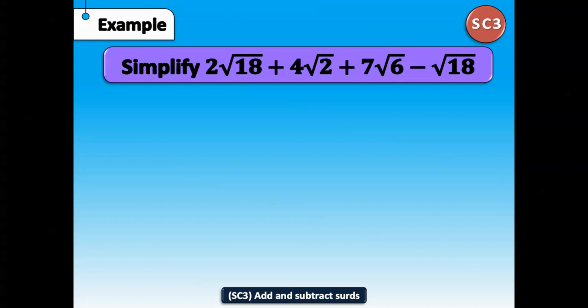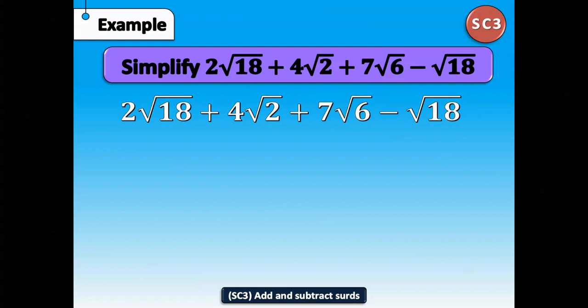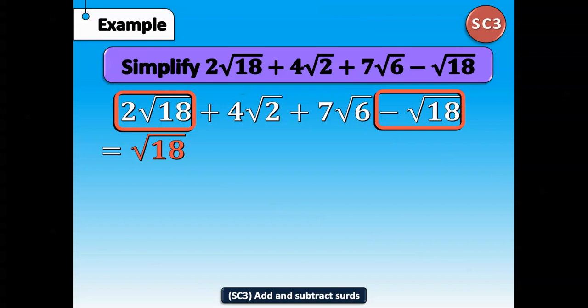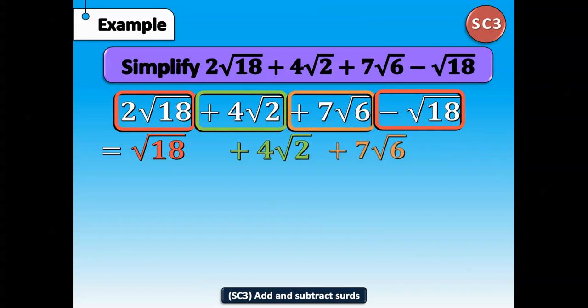In this question, we want to simplify this. So we start by looking at the root 18s. And we've got 2 root 18, take away a root 18. So that would just be 1 root 18. Then we've got plus 4 root 2 on its own. And we've got plus 7 root 6 on its own.